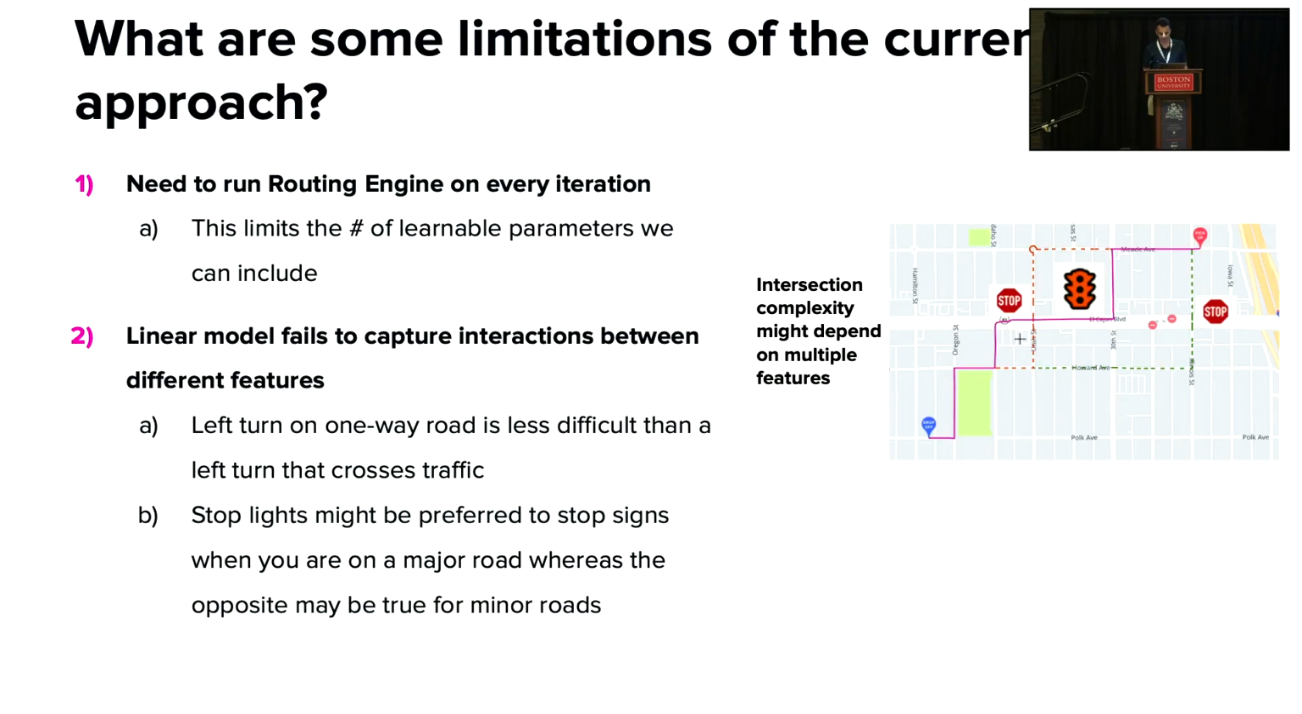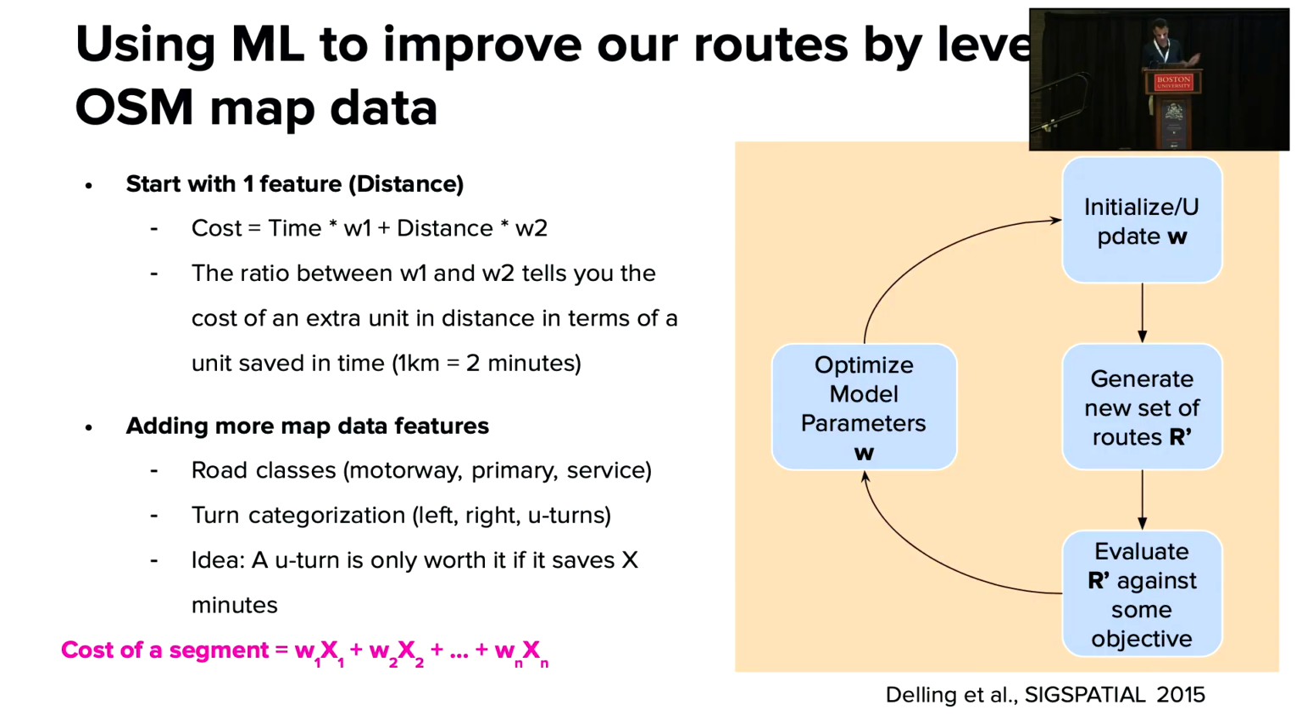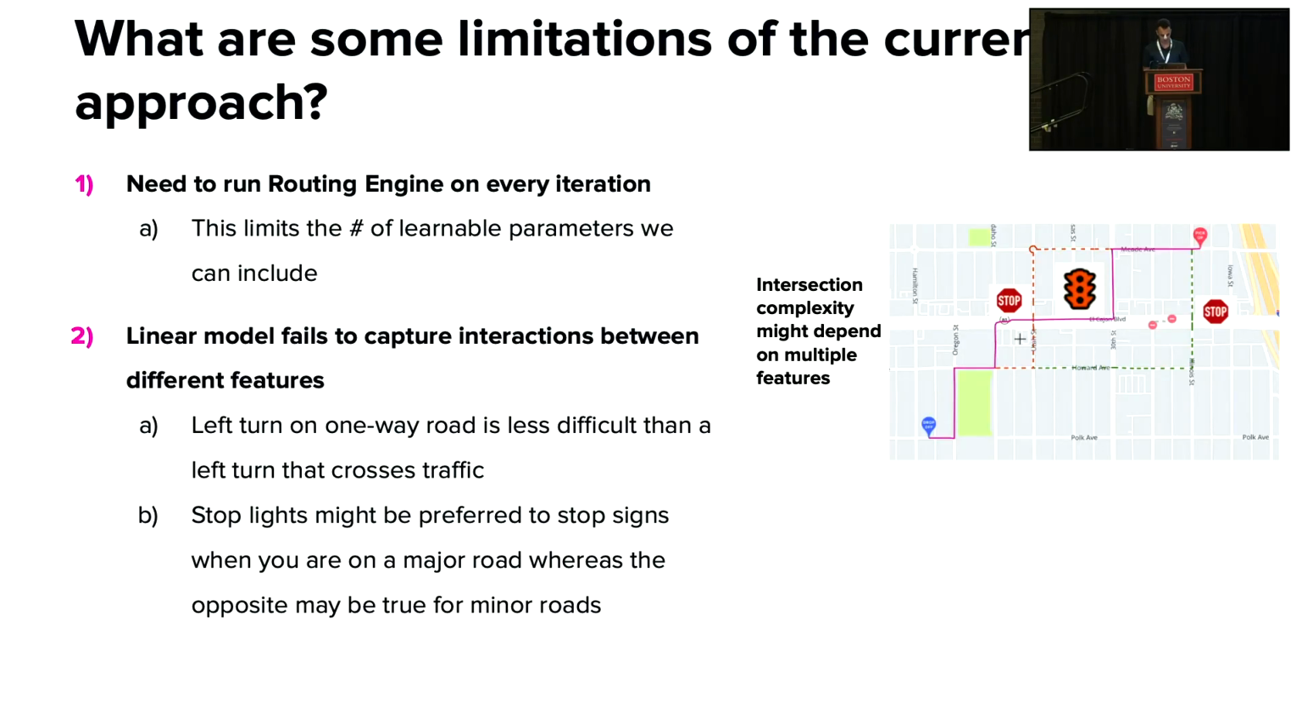But there are some limitations of this approach. First, it's very slow. So in this feedback loop, we have to run our routing engine on every iteration, which takes a lot of time. And we're training these models on hundreds of thousands of routes. And essentially, it limits the number of features we can include because if you add more parameters, it widens the search space, which increases the training time. And also, it's only a linear model, which fails to capture interactions between different features.